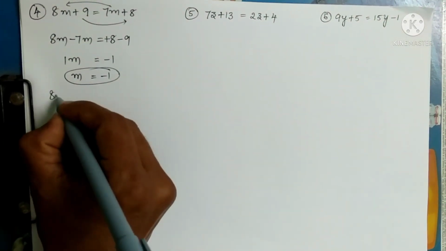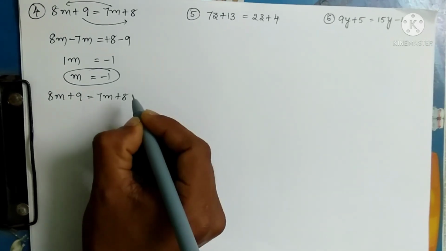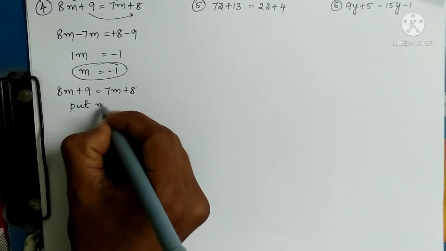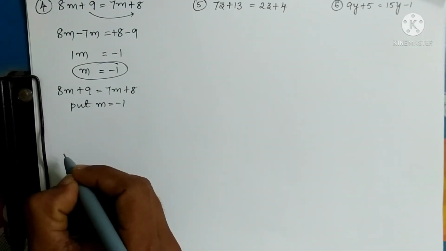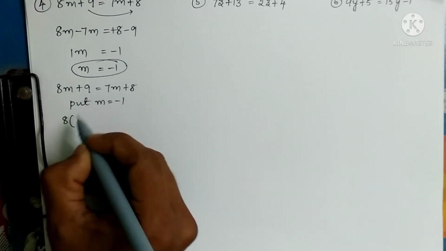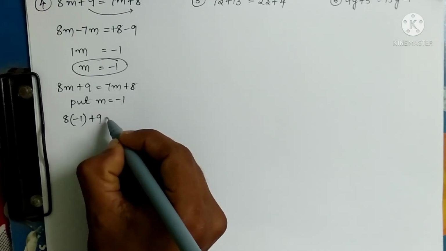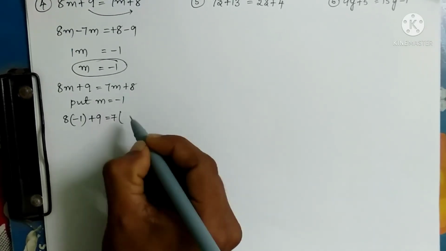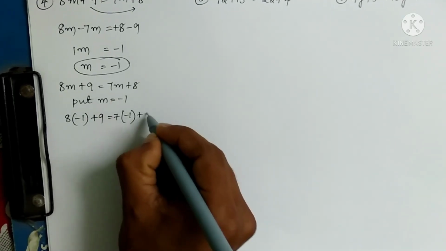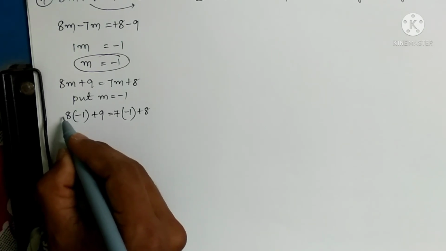So what is the equation? 8m plus 9 is equal to 7m plus 8. So put m equal to minus 1 and check it. 8 into the value of m, minus 1, plus 9, as it is, which is equal to 7 into, in place of m we write minus 1, plus 8.